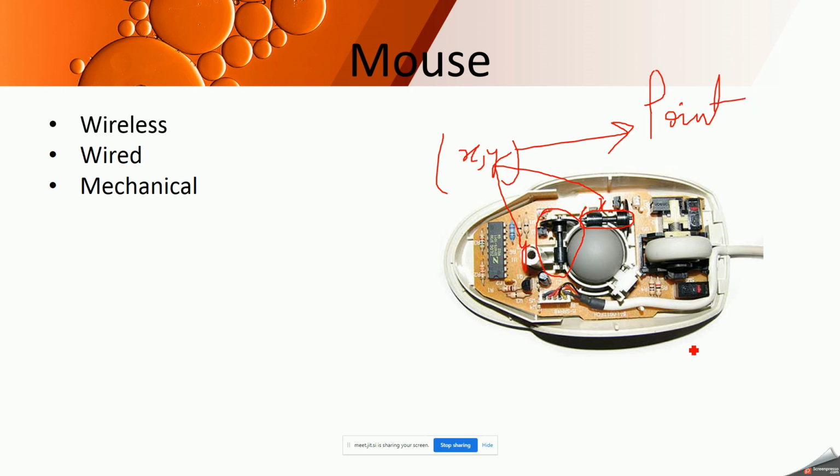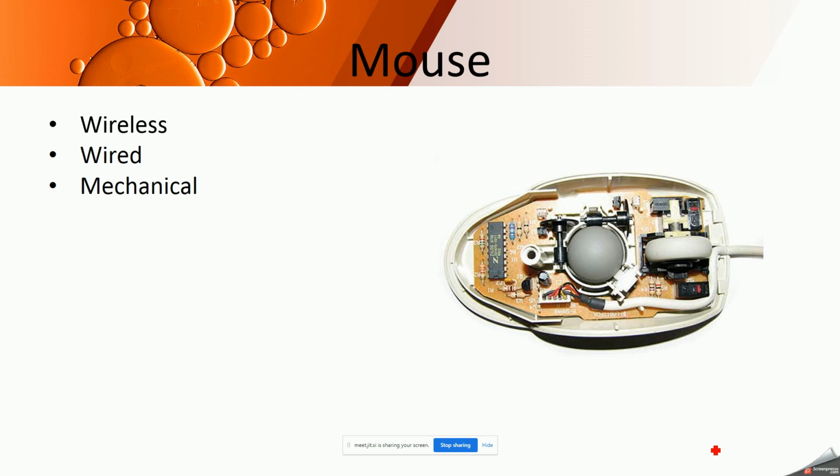So with the help of this, it actually records the points on the screen and sends the data to the computer, and you are able to see the mouse pointer at specific locations on your screen.